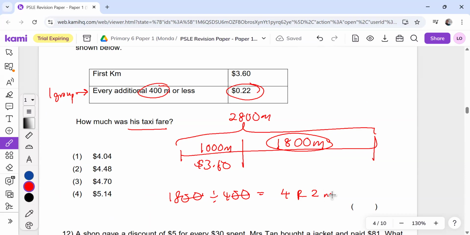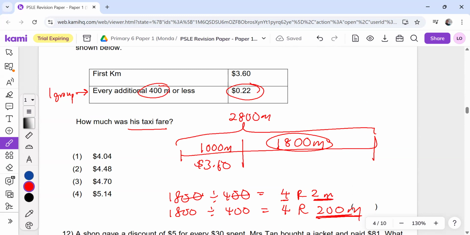There is something dangerous over here. If you cancel the zero, what you get is 4 groups and remainder 2 meter, which is not really true. Because if you don't cancel the zero, what do you actually get? You will still get 4 groups, but the remainder is 200 meters. And this is the remainder distance, which is correct, not this.